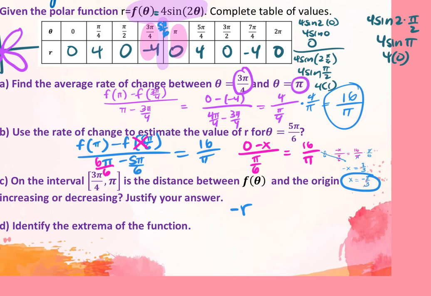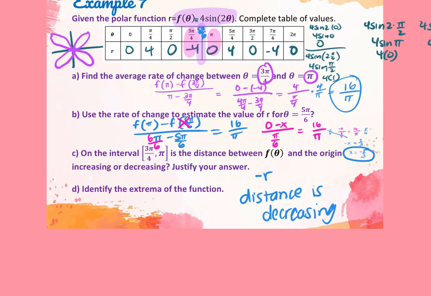Between -4 and 0, it's the same. What's happening to the values? They are increasing. So if it's a negative R and they are increasing, what's happening to the distance? Decreasing. The distance is decreasing. If they're both negative, then it's... positive and increasing is getting further away. It's increasing. Positive and decreasing, they're getting closer. It's decreasing.